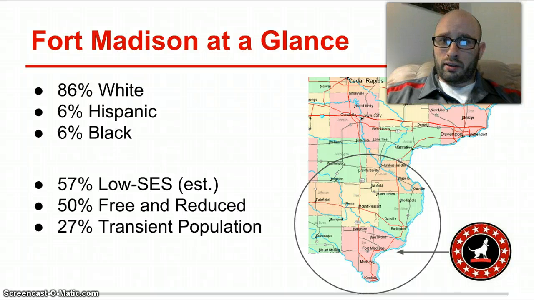86% of our students are white, 6% are Hispanic in origin, and 6% are black. 50% of our students are considered to be low SES, 50% have some sort of free and reduced lunch, and 27% of our students are transient, meaning they come and go throughout the year.